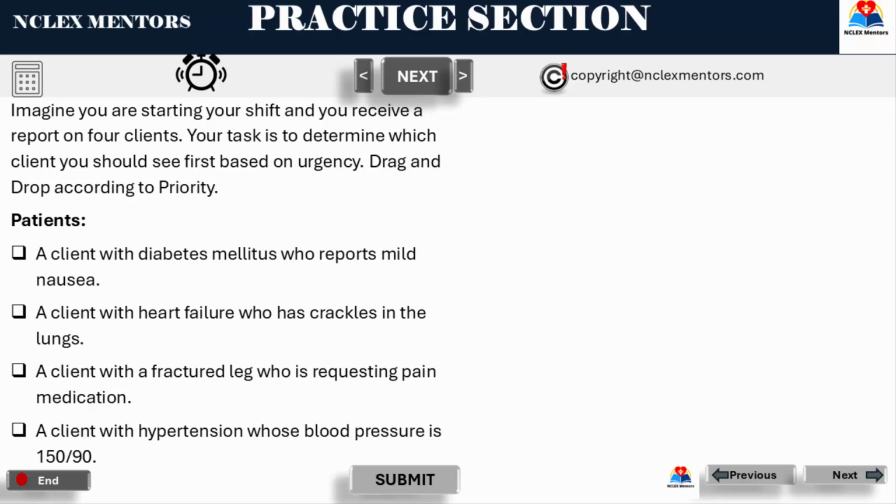Now, let's apply this skill to an NCLEX-style prioritization question. Are you ready? Here we go. Imagine you're starting your shift and you receive a report on 4 clients. Your task is to determine which client you should see first based on urgency. Let's go ahead and drag and drop according to priority.